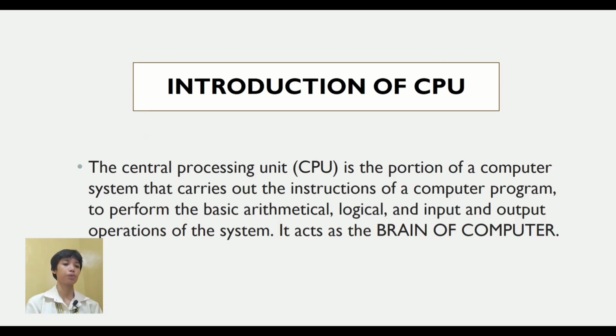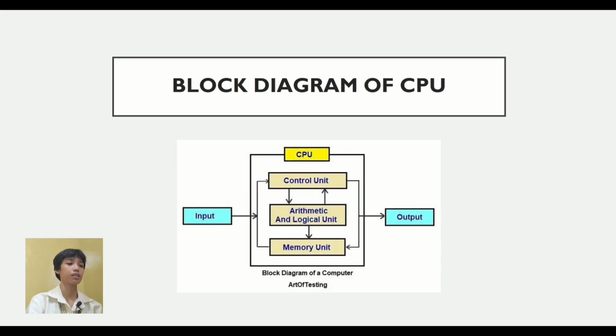It is the portion of a computer system that carries out the instructions of a computer program to perform basic arithmetical, logical, and input and output operations of the system. It acts as the brain of the computer. So basically, it is the one processing everything. If you can see in the diagram, this is the input. Once it is inputted in the CPU, it controls and processes arithmetic and logical units, and it will be stored, and afterwards, it will be outputted.